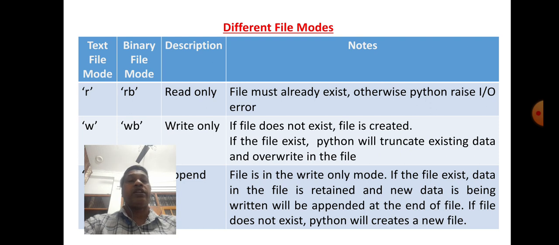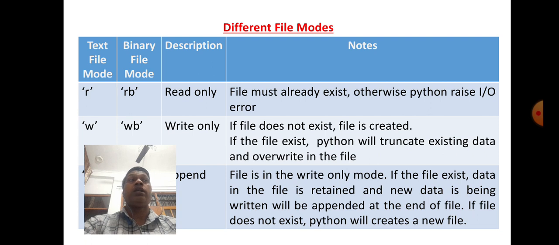In case of read only mode, the file must already exist. When you want to read data from a file, then the file must already exist, otherwise Python raises an input output error. When you create a file object with write mode only, if the file does not exist, the file is created. Meaning if you are going to write data in a file and the file does not exist in memory, then the file is created as per your file object.